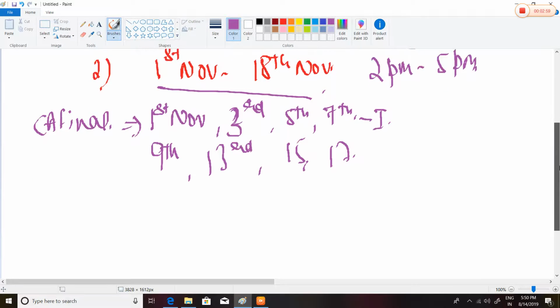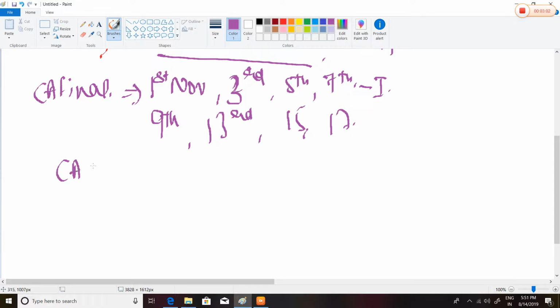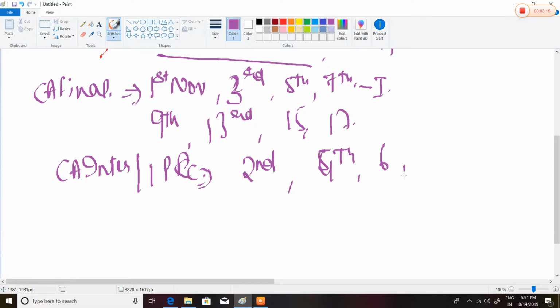Okay, and CA Inter, all IPCC. The exam is starting from 2nd of November: 2nd, 4th, 6th, and 8th. No exam on 9th as there's an exam of CA final. No exam on 10th because of the festival. Then on 11th the second group will start.